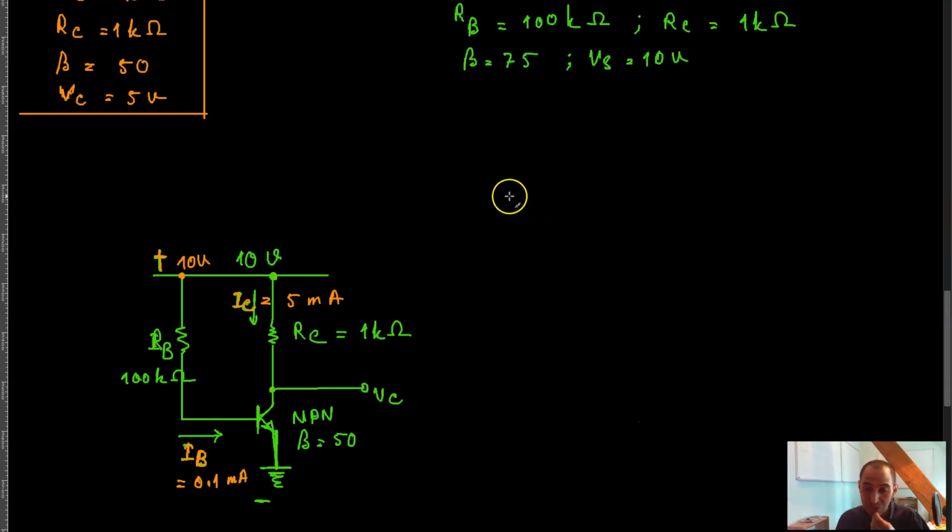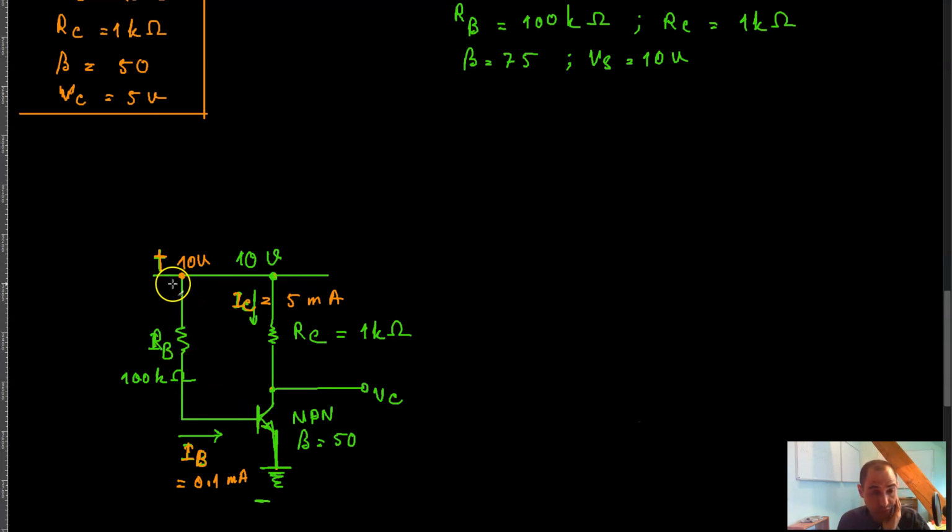Again, you have to do the same thing: first I calculate the base current, then based on that I calculate the collector current, then based on that I calculate the voltage drop across this resistor. Then once I have the voltage drop across this resistor, I can calculate the voltage drop across the PN junction of the transistor, right?